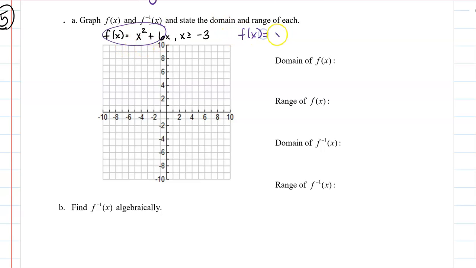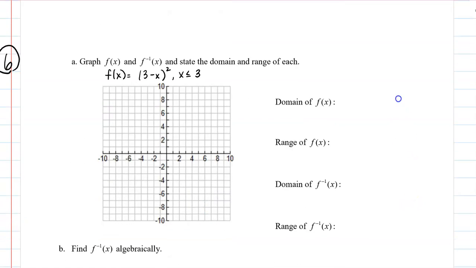So f is going to be equal to x squared plus 6x plus 9 minus 9, which is (x plus 3) squared minus 9. And that's as much as I'm going to do on that example. Just remember that you're dealing with that half of the parabola. And then number 6.